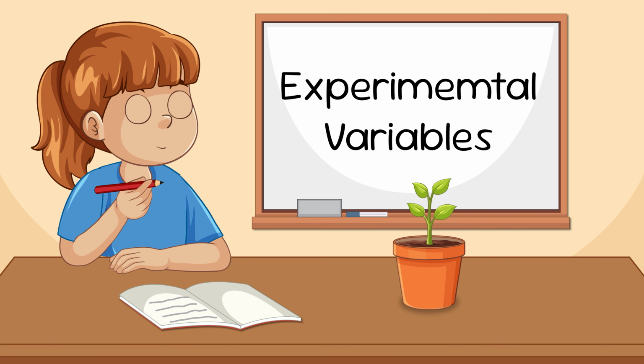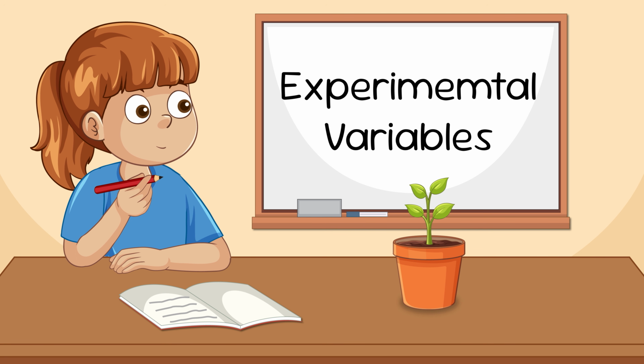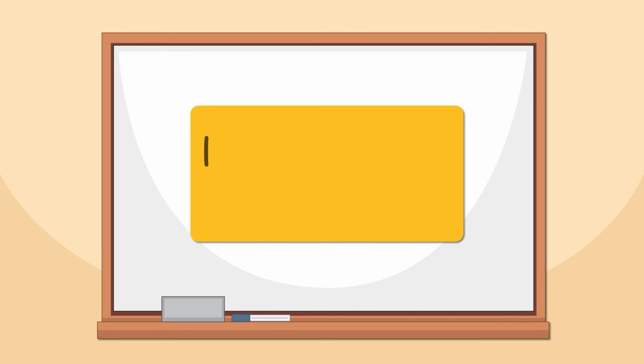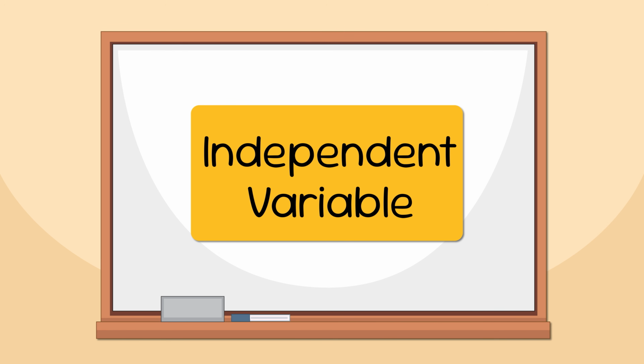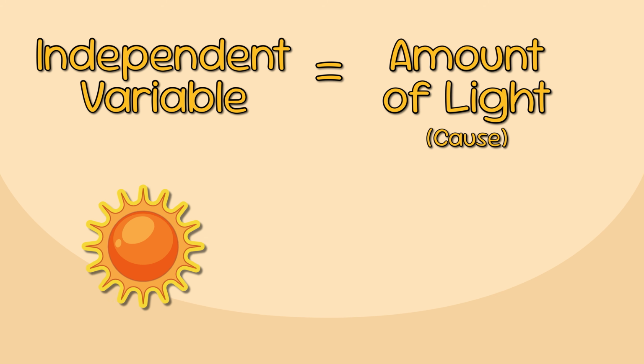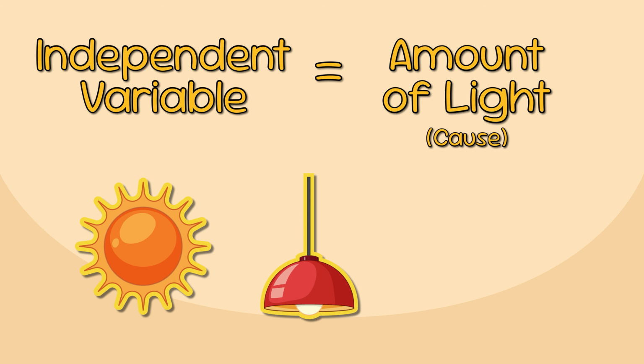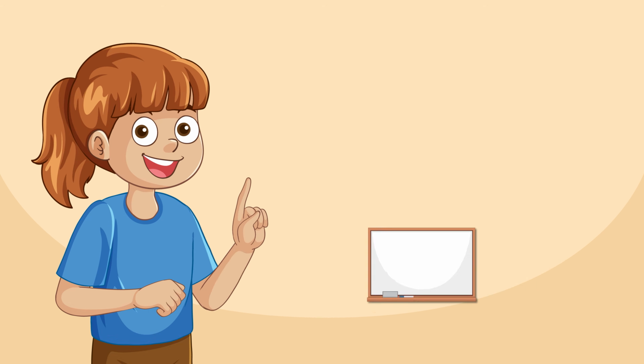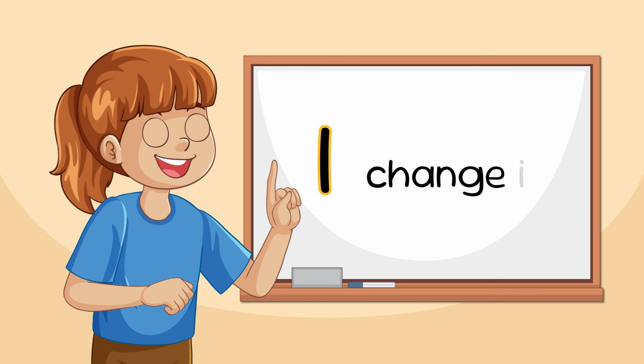She needs to understand 3 types of variables. The first is the independent variable. This is the one thing she deliberately changes, the cause she's testing. Here, that's the amount of light. She's testing 3 levels: normal, high, and none. An easy way to remember it: I change it.